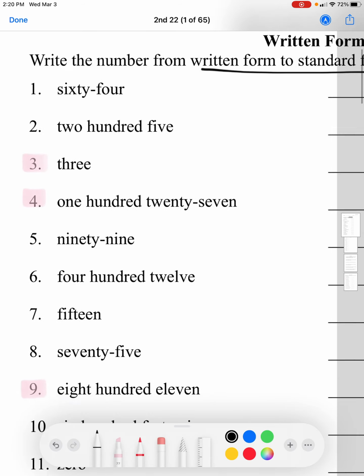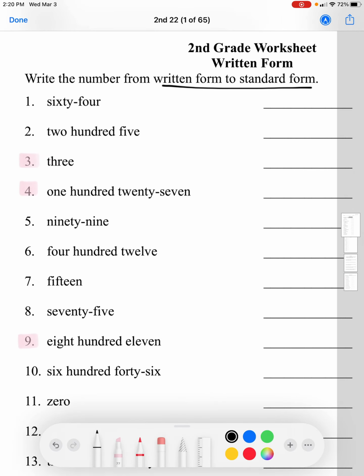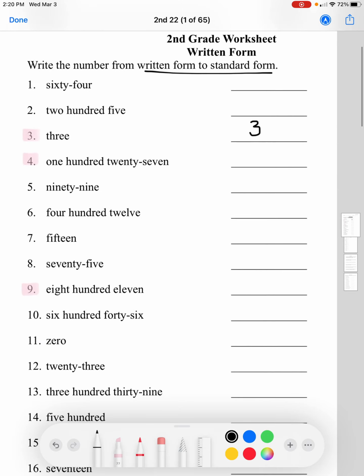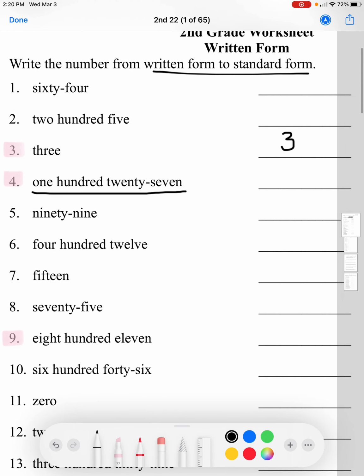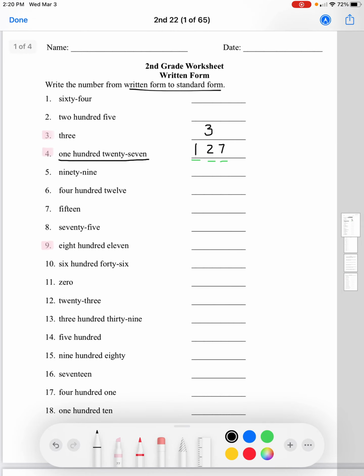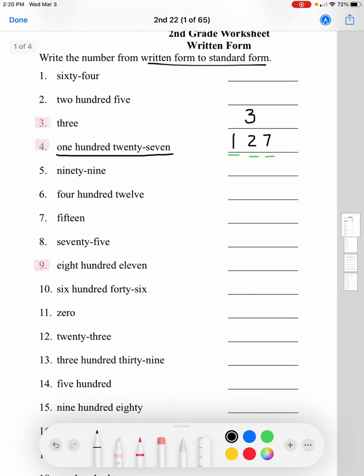We have number 3, and the written form of the number is 3. What a coincidence. But we're going to write the number 3, and we know that this is the number 3. Let's go on to number 4. The written form of the number is 127. So we're going to write that number exactly here, 100. So we have 3 place values and then 27. That's the number, 127, and this is how it's written out.